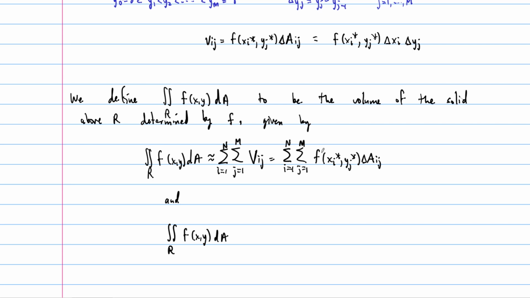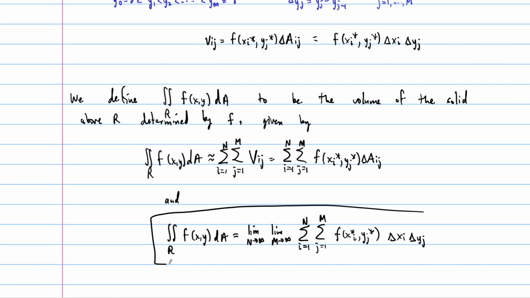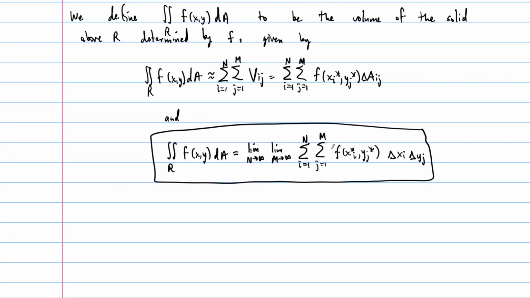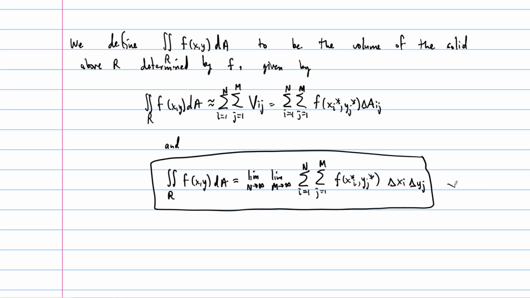But that's only an approximation, so how do we make it exact? Well, we take a limit. So it's going to be equal to, in some sense, a double limit. Limit as n goes to infinity, limit as m goes to infinity, sum i from 1 to n, sum j from 1 to m of f of x_i star, y_j star, and then delta A_ij is delta x_i delta y_j. So for this scenario where we set this up on a rectangle and our function is continuous on the rectangle, this is exactly the definition, so we can compute it this way.